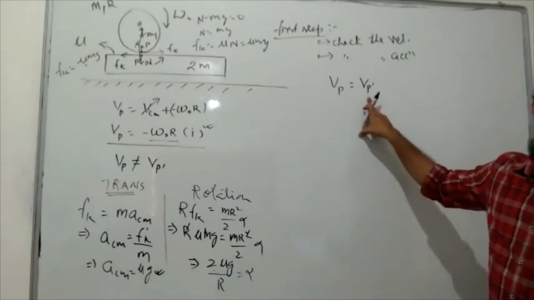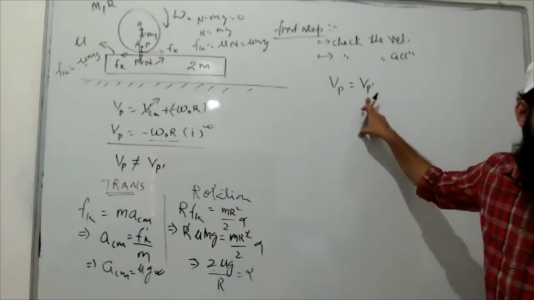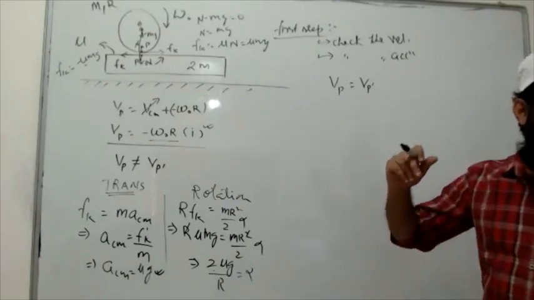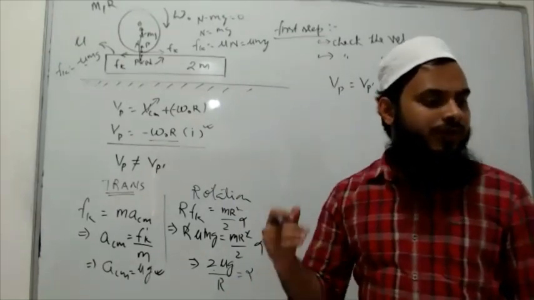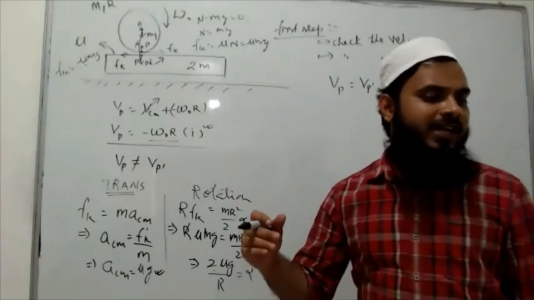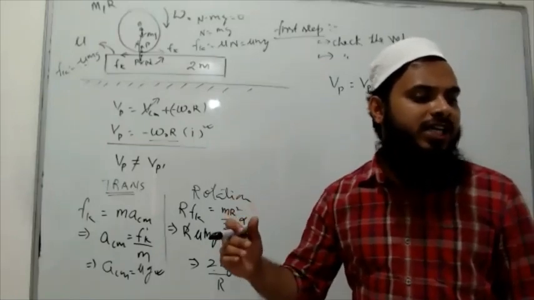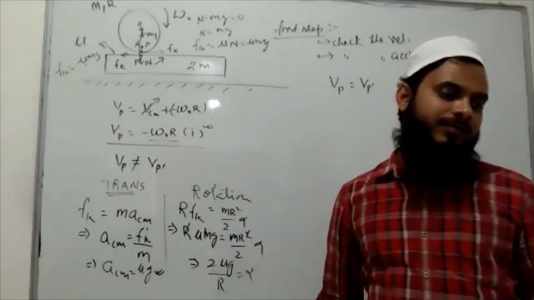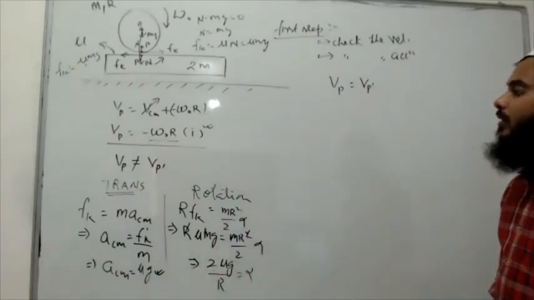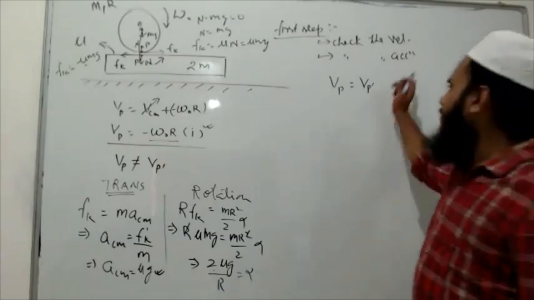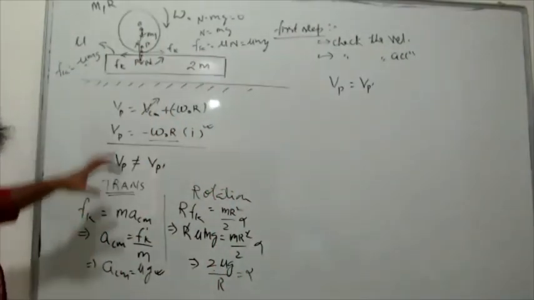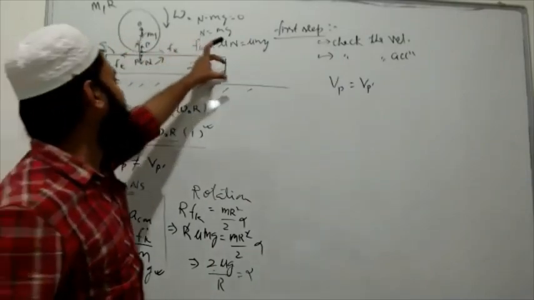So first of all, we have to check what will be the velocity of the point P dash after time t seconds. Is it clear? So now, before calculating the velocity of the point P, first of all I will write the dynamics of this plank.